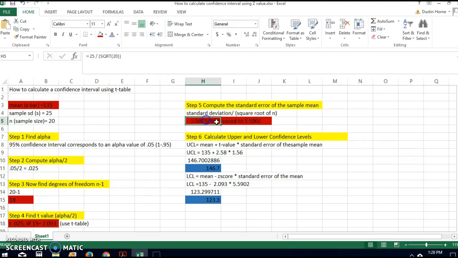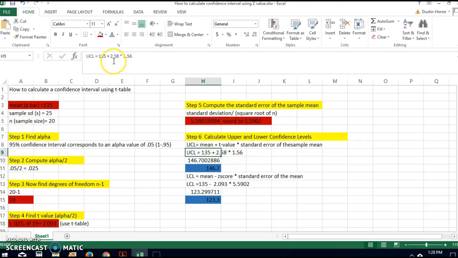And the reason I know to round it to 4 decimal places is because I looked at the example in the homework problem to see what they rounded to in their example on this part. So we have 5.5902. Now, calculating the upper and lower confidence levels, you do the mean plus for the upper and the mean minus for the lower. And you times the critical value of T.